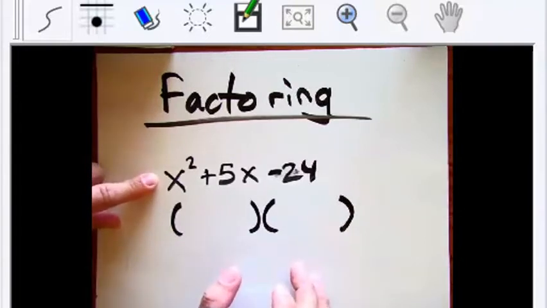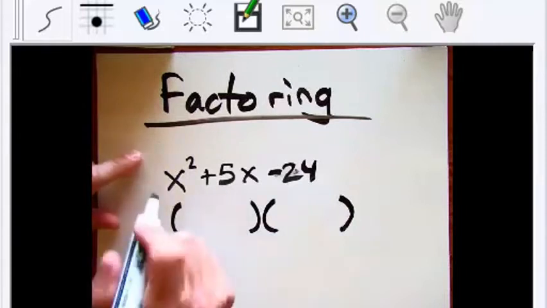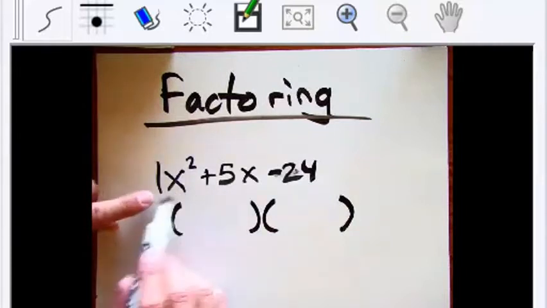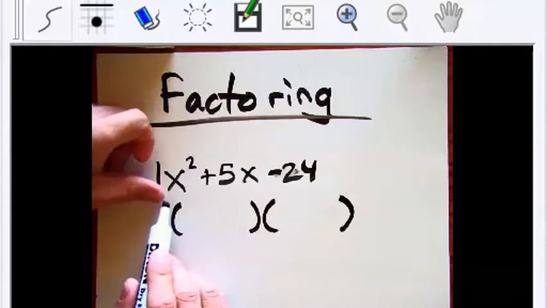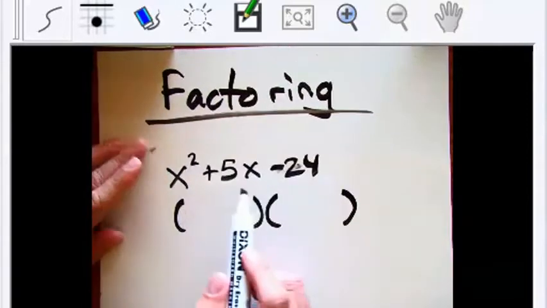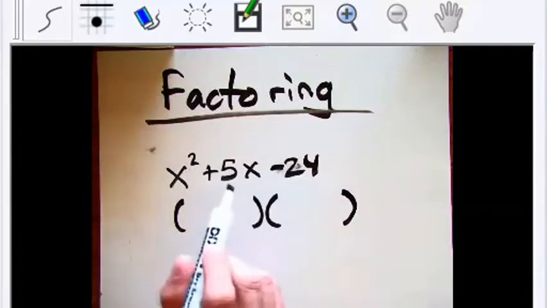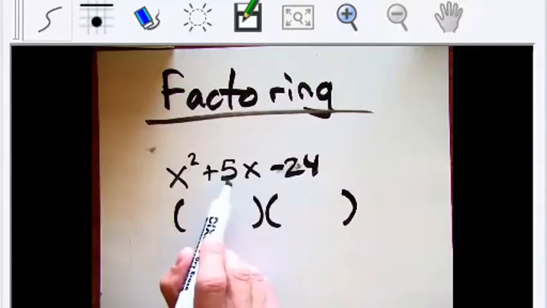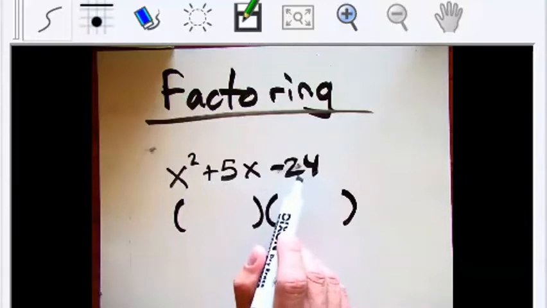Okay. So when you do this, notice my coefficient here of my x squared term is a 1. That's pretty important. If that is the case, then all we're doing is playing a little number game. What's going to add up to 5 and also at the same time multiply to negative 24?